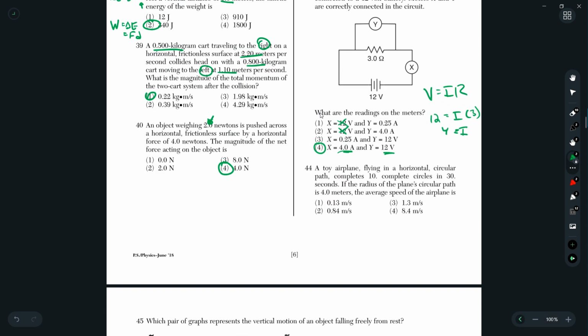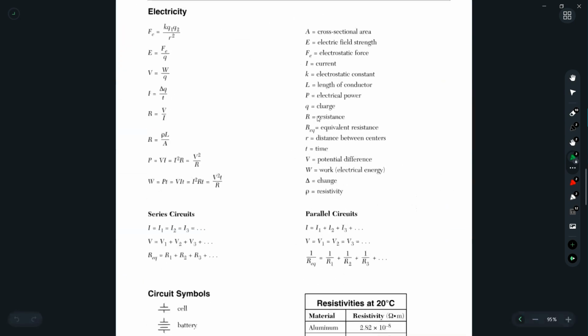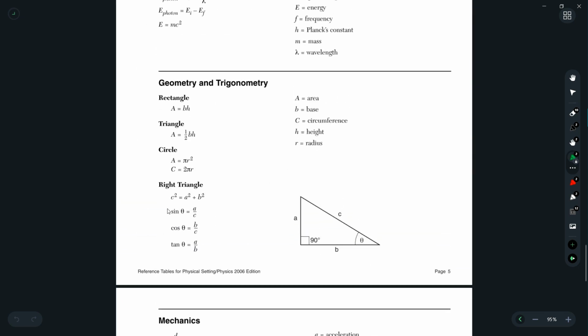Alright, toy airplane. 10 circles, 30 seconds. What's the speed of the plane? Now this is tricky because the radius is 4 meters, but that's not what the plane is traveling. The plane is traveling the circumference of the circle. Circumference is pi times d, or 2 pi r, which for reference is on your table. Circumference is 2 pi r.